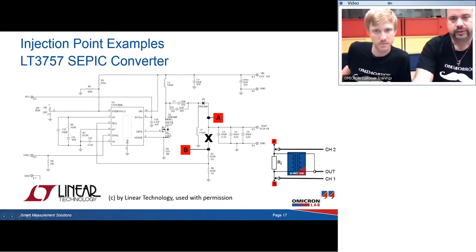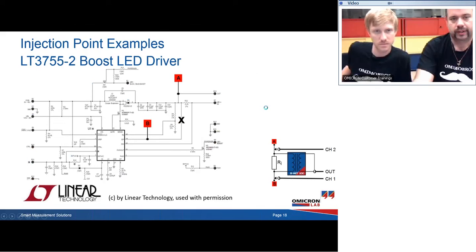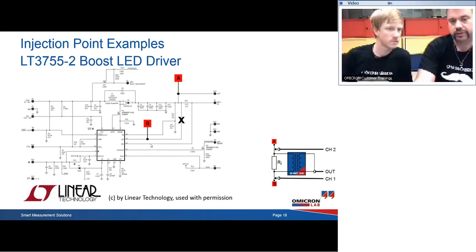Okay, so the next one is, again, a pure current feedback device. So we have a shunt resistor. It's again easy. We just find the shunt that is used to measure the current, break the positive current feedback, put our injection resistor in, and reference against the negative feedback. So it's very easy to do. All different topologies, but still the same methods to find the injection point.